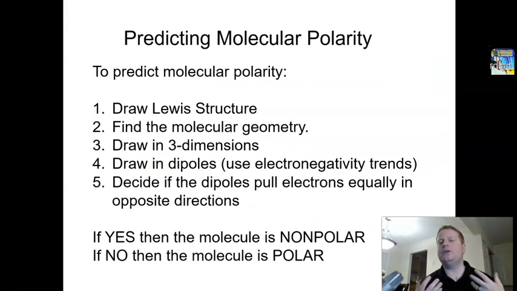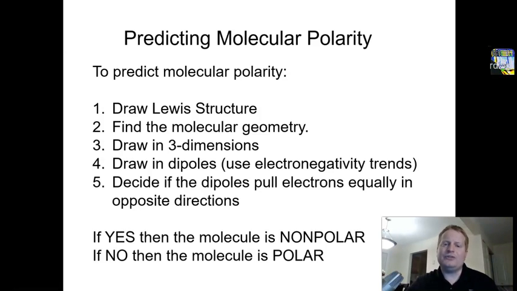Okay, as far as our general idea, how do we predict whether a molecule is going to be polar or not? The whole molecule, not just bonds. First thing, draw the Lewis structure. Some of you guys have become amazing at that and very quick as well. Find the molecular geometry, right? Is it bent? Is it tetrahedral? Is it trigonal planar? All of those things.